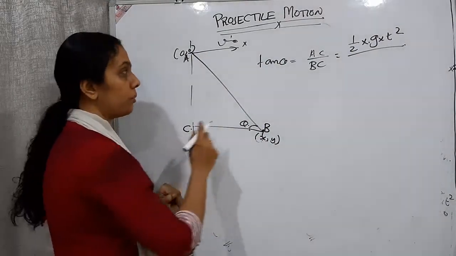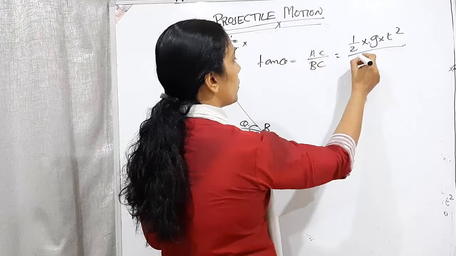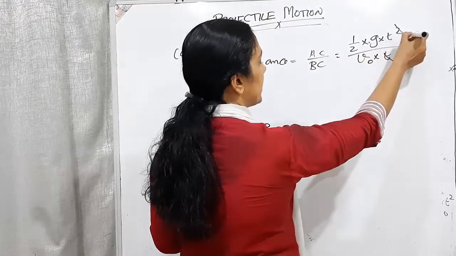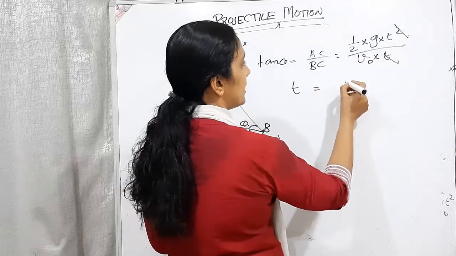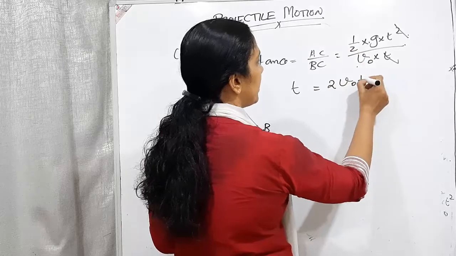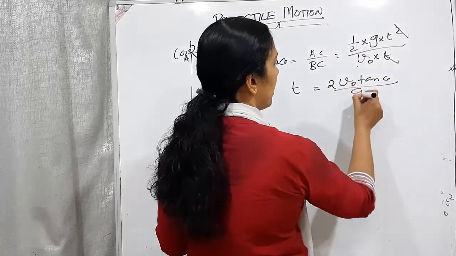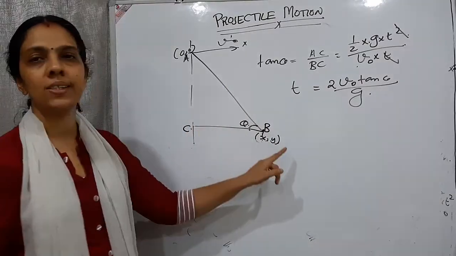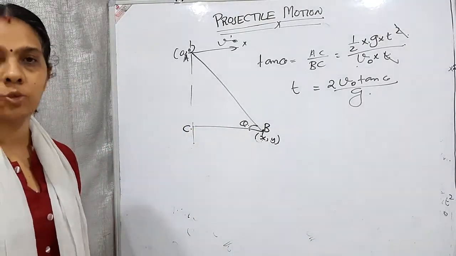horizontal distance, that is horizontal velocity V0 into t. Right? Therefore, one t will get cancelled. We will get t equals, this 2 will come down, 2V0 tan theta divided by g. This is the time. In this time interval, how much distance along the x-axis and y-axis would it have covered?